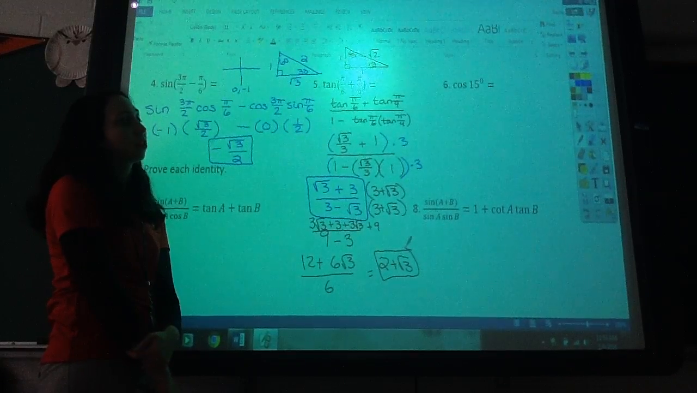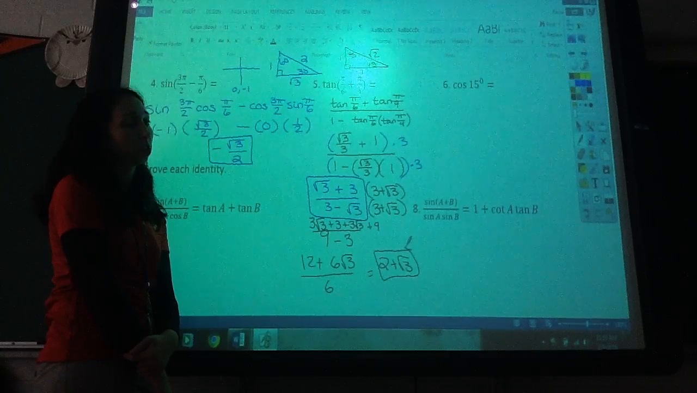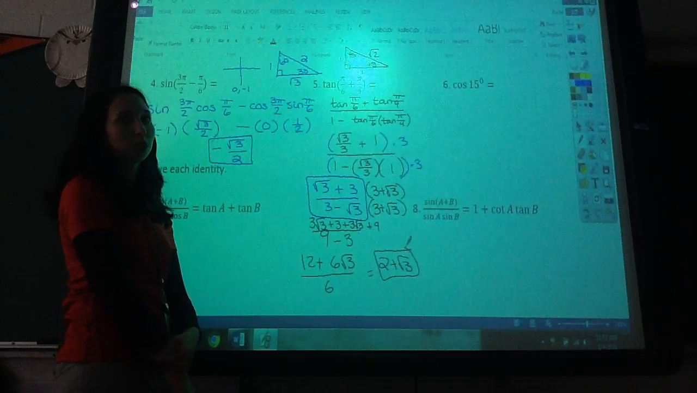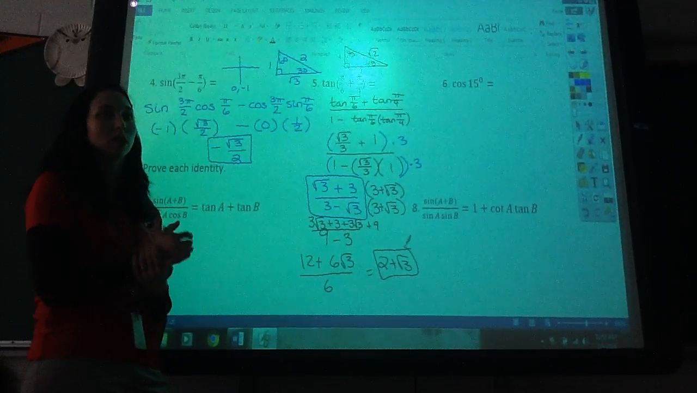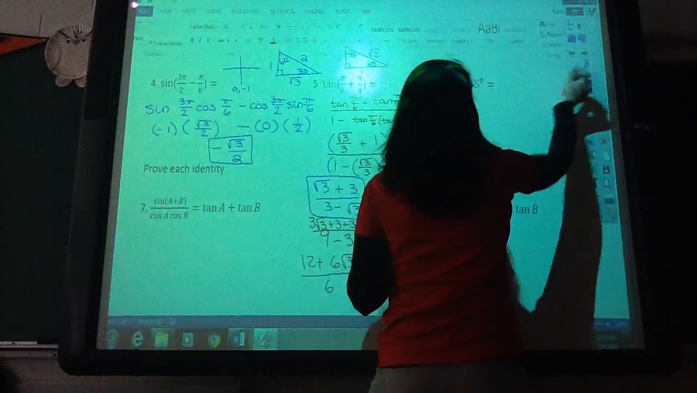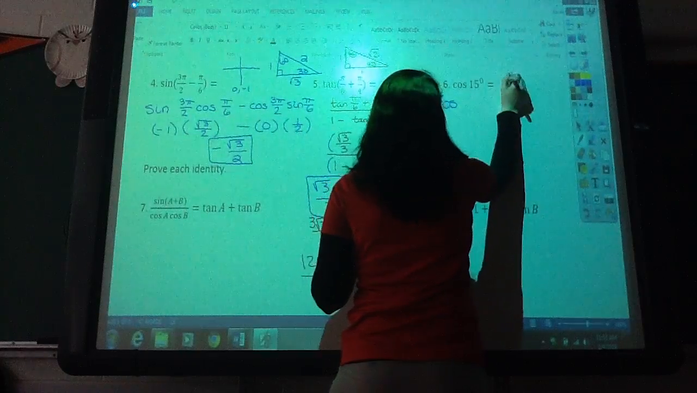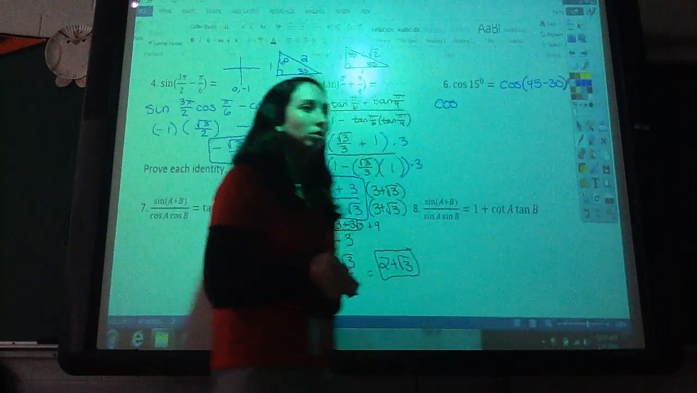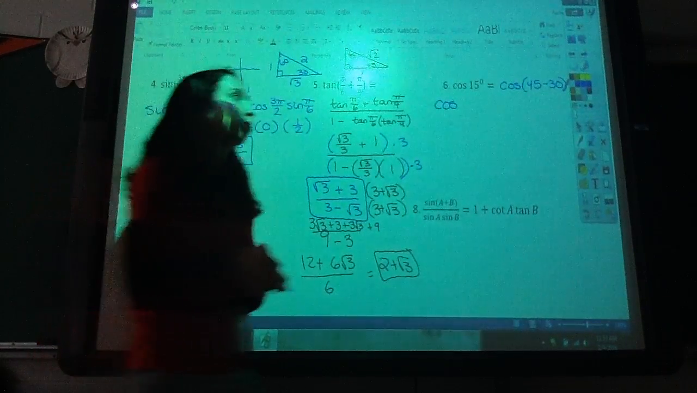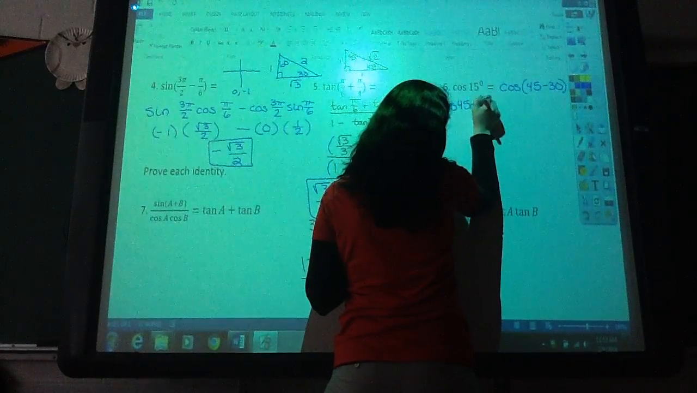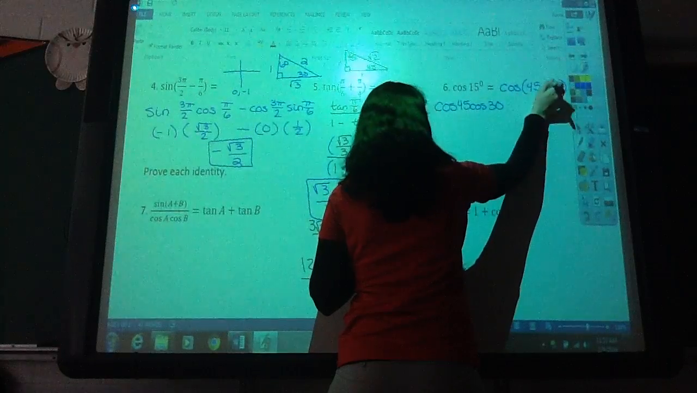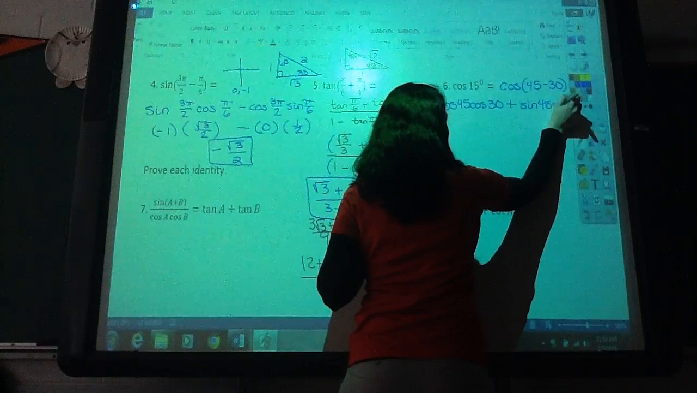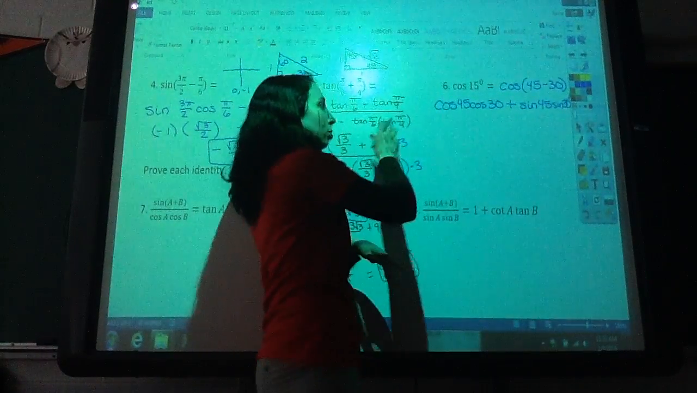Now, we got cosine of 15. Is it going to take addition or subtraction to get to 15? It's going to take subtraction. Which two of our angles that we know is it going to take? 45 and 30. So I'm going to rewrite this as the cosine of 45 minus 30. Now if you look at your cosine formula, that means cosine of 45, cosine 30. The subtraction becomes a plus. Sine of 45, sine 30.